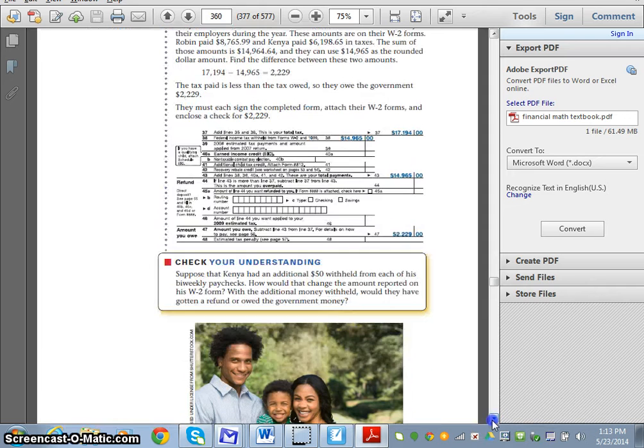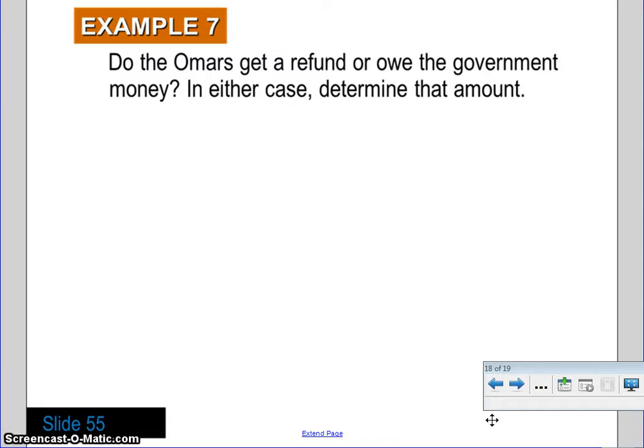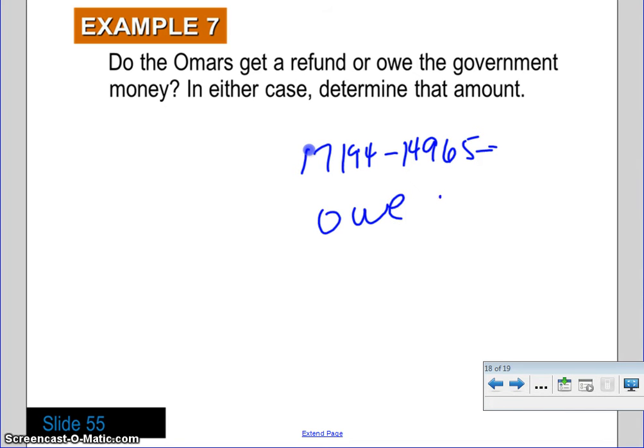If we look at what they actually paid in taxes, they paid $14,965. So the 17,194 minus the 14,965, they owe $2,229. And we're going to go ahead and stop there for this lesson. Good job.